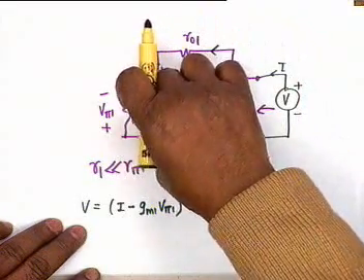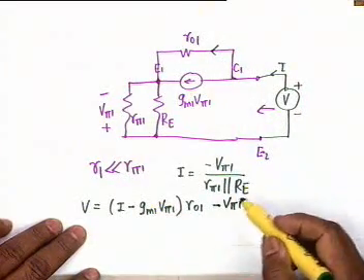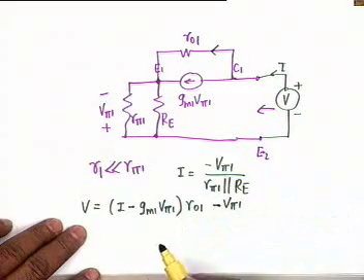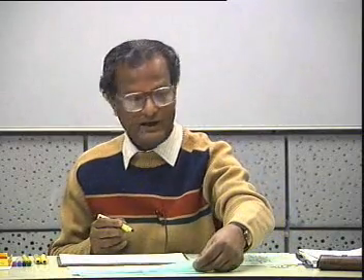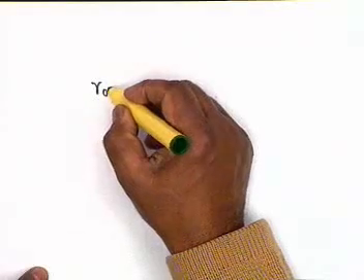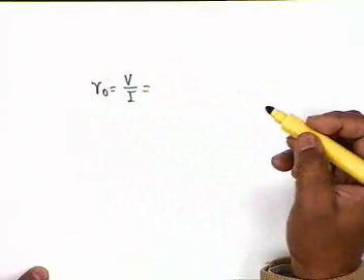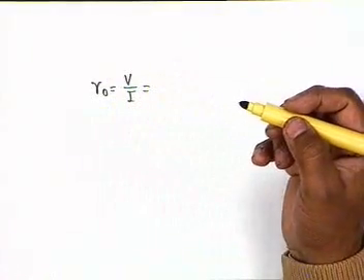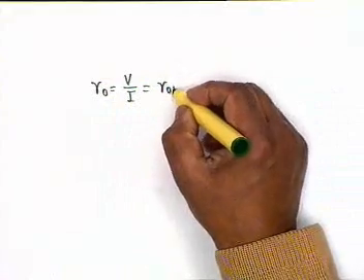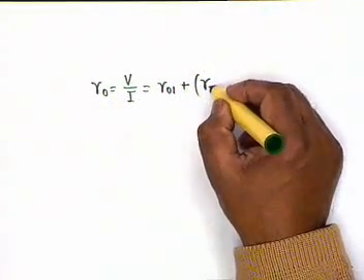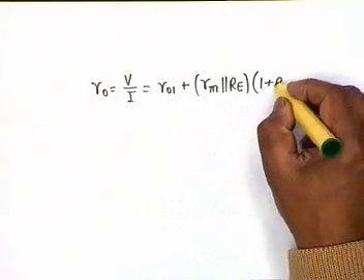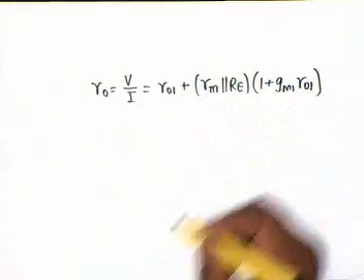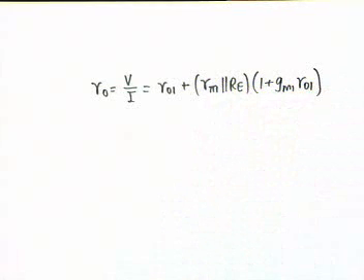The drop in this plus the drop in this, which is minus V pi 1. Therefore, you can eliminate V pi 1 from these two equations and obtain the value of effective R0, which is equal to V by I. A bit of algebra will give you the following expression: R01 plus R pi 1 parallel RE, multiplied by 1 plus GM1 R01. This is what we get.